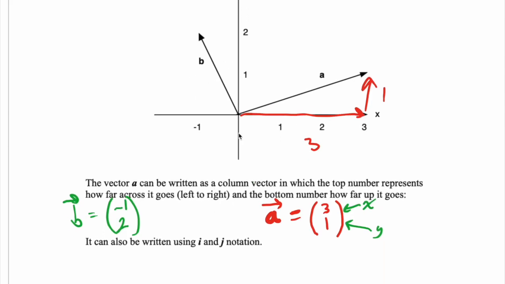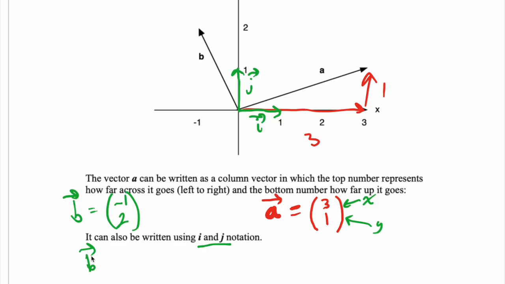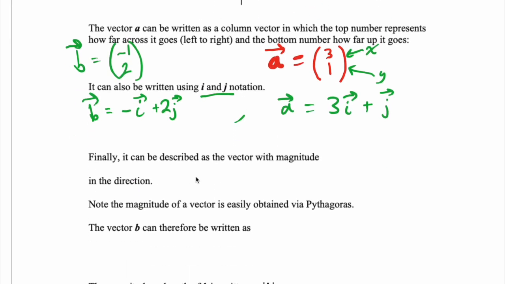You can also write in ij. So these are unit vectors. So i is 1 unit to the right, and j is defined as 1 unit up. So you can also write b as -1i plus 2j, and a you can write as 3i plus 1j. Okay, so you see both of these on IB exams.